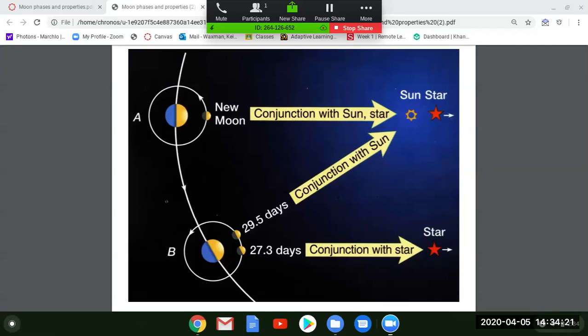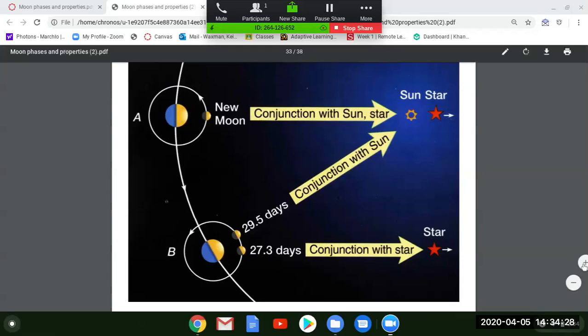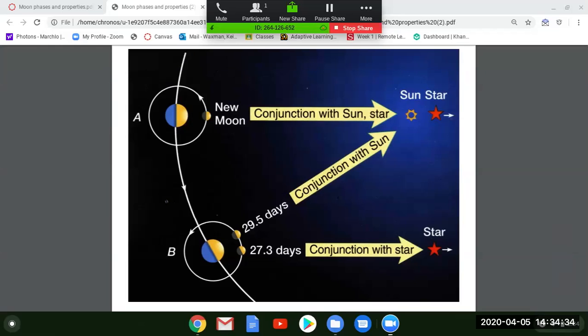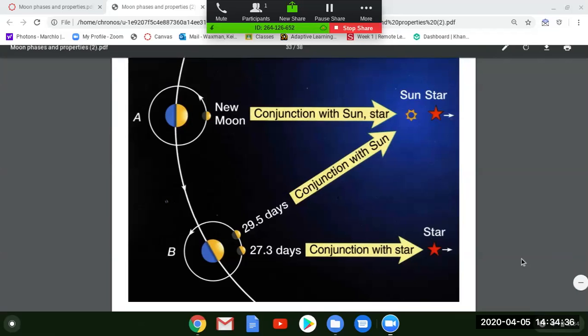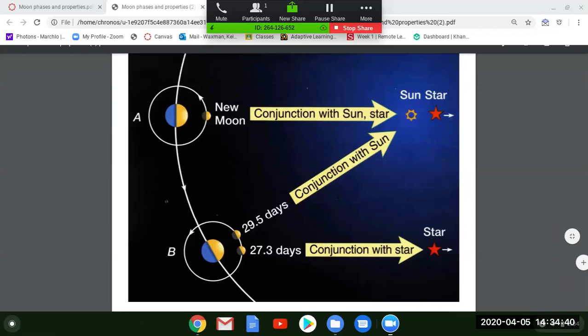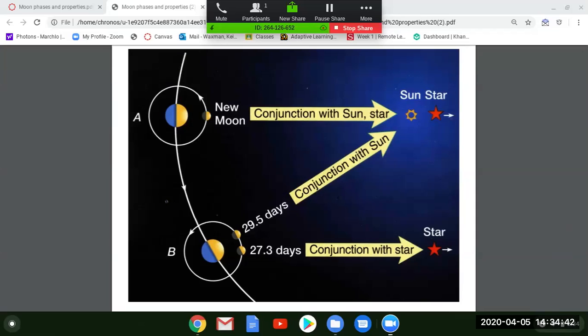A sidereal month is the period of time it takes the moon to orbit the Earth with respect to something very far away, like a star. So a sidereal month, know this, is like a star month: how long it takes the moon to go around the Earth, comparing it to a distant star. That's 27 days, 7 hours. I'll say it again. A sidereal month, the period of time it takes the moon to orbit the Earth with respect to something very far away, the stars, is 27 days, 7 hours. Write that down.